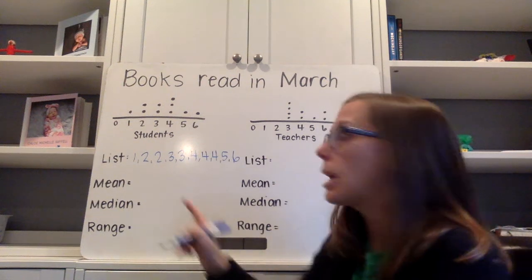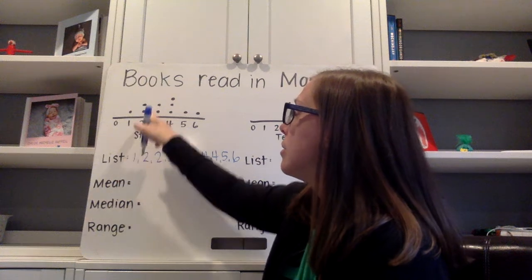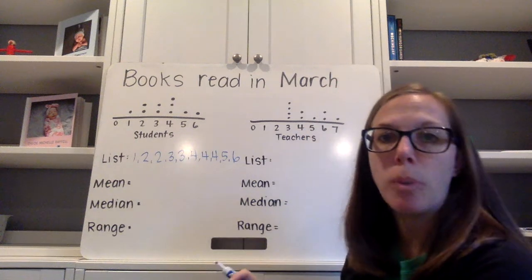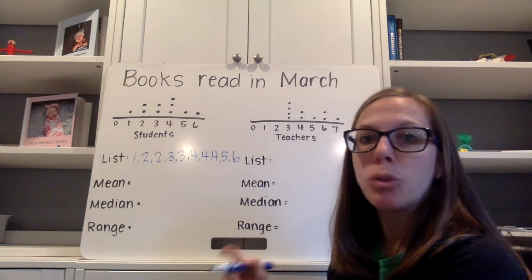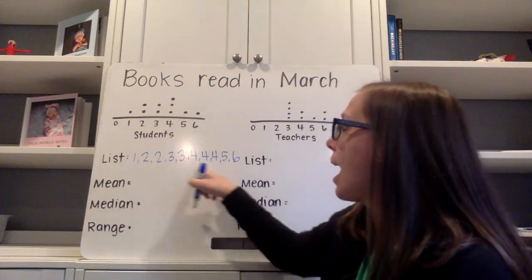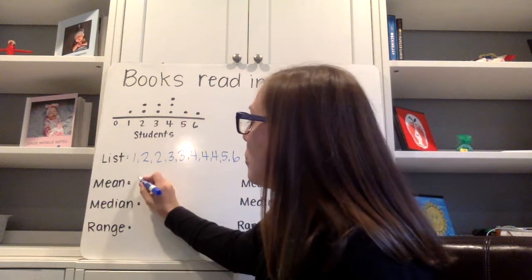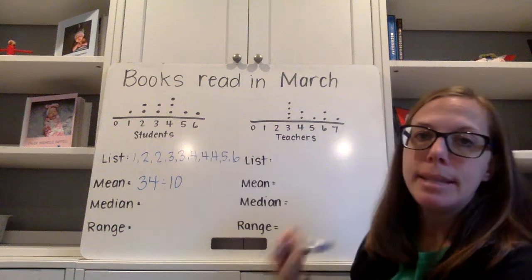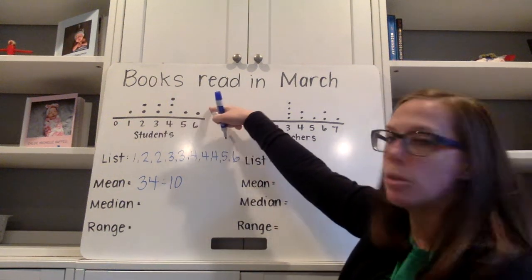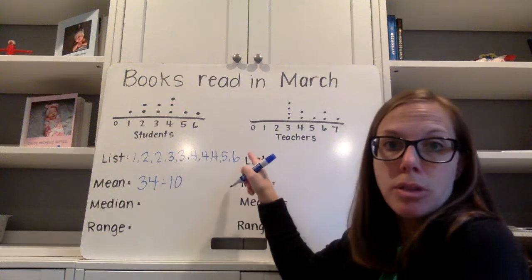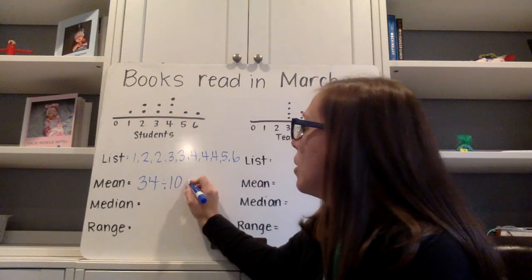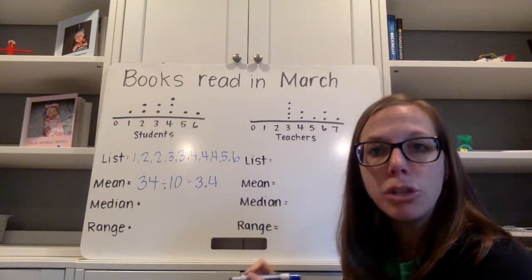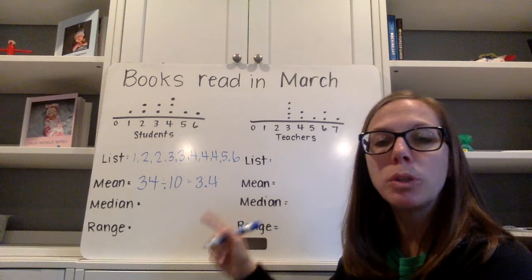All I did was say, okay, there's one dot at number 1. There are two dots at 2, so I list 2 twice. There are 2 dots at 3, so I list 3 twice. Now I need to find the average. To find the mean, I'm going to add all of these up. When I do that, I will find that it is 34, and I'm going to divide it by my 10 data points. If you count up your dots, you'll see that there are 10, or if you count on your list, you'll see that there are 10. So I'm dividing it by 10. 34 divided by 10 is 3.4. So I could say the average number of books read by the students in March was 3.4.